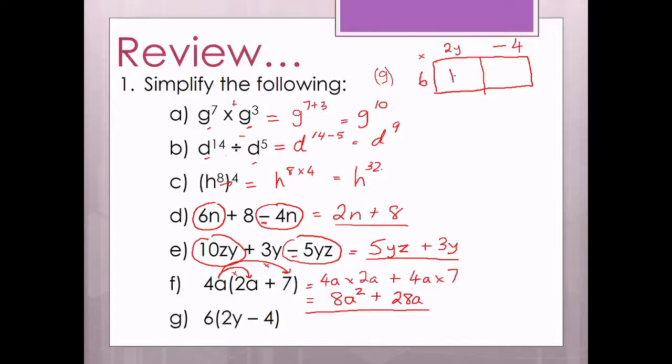So 6 times 2y is 12y, and 6 times negative 4 is negative 24. Now to get the answer for that one, you just fade that rectangle out, and you get 12y minus 24. And no, you can't collect any of those terms together.